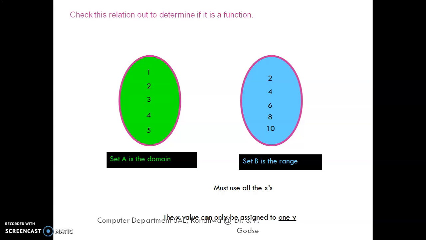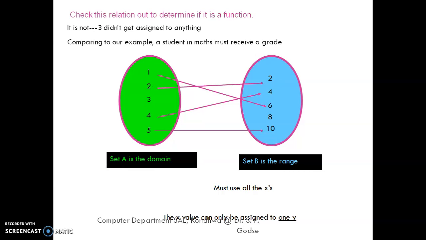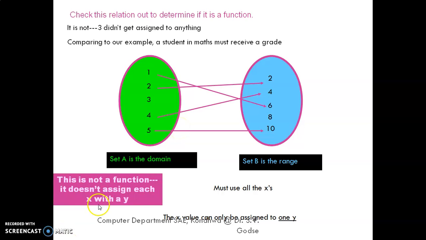Check this relation out to determine if it is a function or not. In this case you can see 1 is related with 6, 4 is assigned to 4, 2 is assigned to 2, 5 is assigned to 10. This is also not a function because one value is not assigned. This 3 is not assigned to any value from the y. So this is not a function, it doesn't assign each x with a y. This condition is not satisfied.